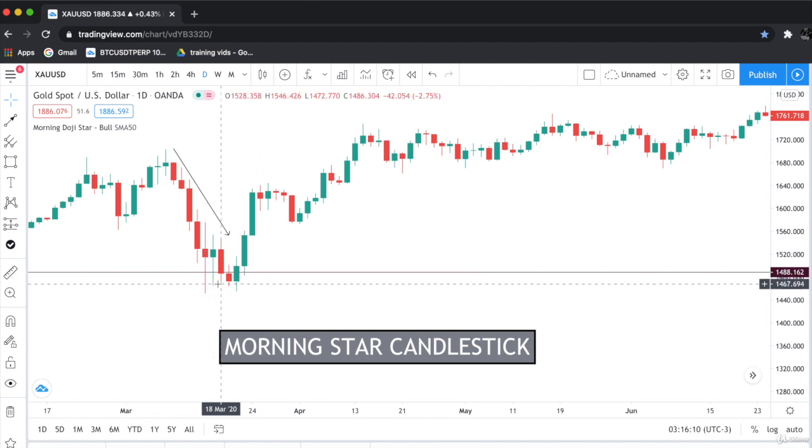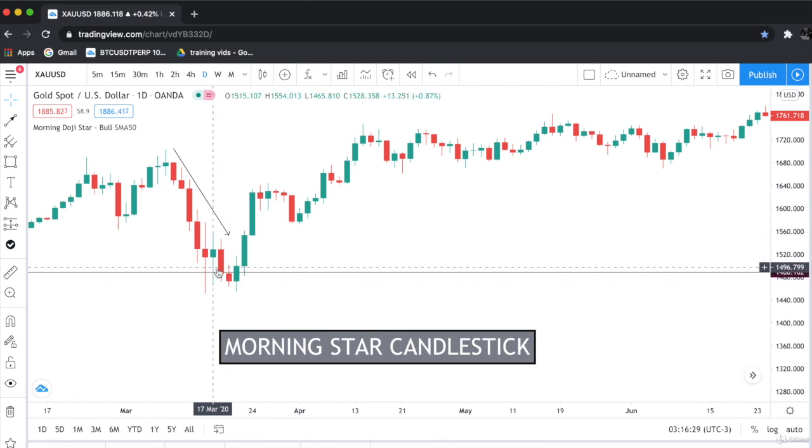The first candle is bearish, as you can see over here. The second candle, as I have mentioned, can be bullish or bearish, it doesn't matter. In this case, it is bearish. As you can see over here, the second candle is bearish, but it doesn't matter.